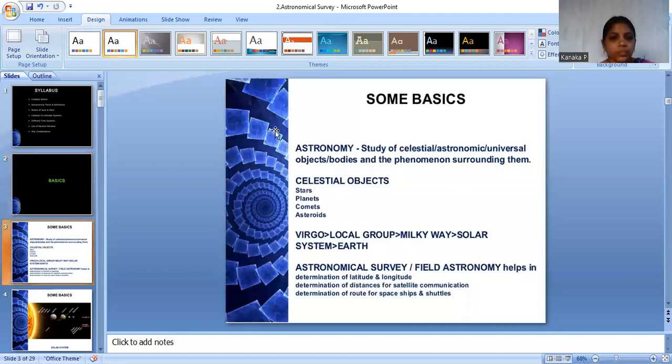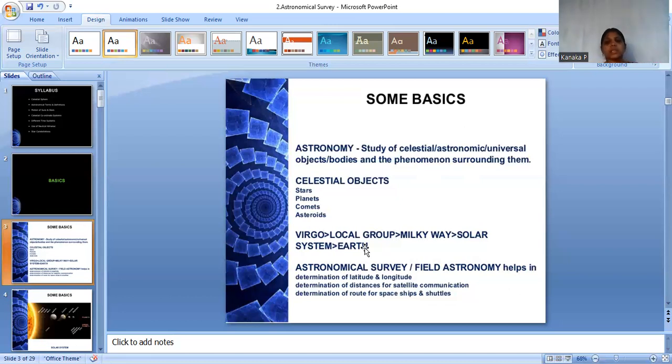So, some basics of astronomical surveying. First one is astronomy. Astronomy means the study of celestial, universal objects or bodies and the phenomena surrounding them. Celestial objects means stars, planets, asteroids, the local group, the Milky Way, the solar system, Earth. So these are the celestial objects of astronomical surveying.